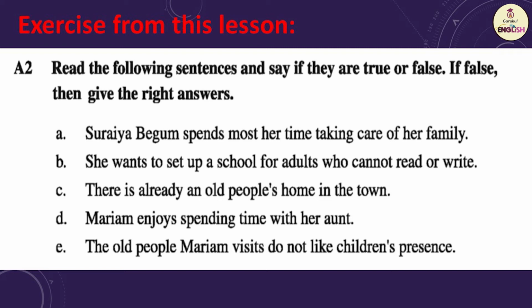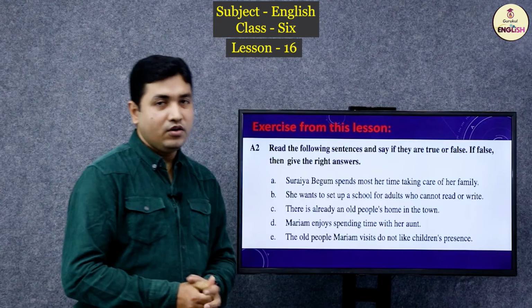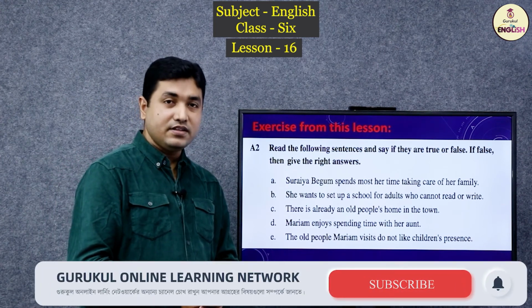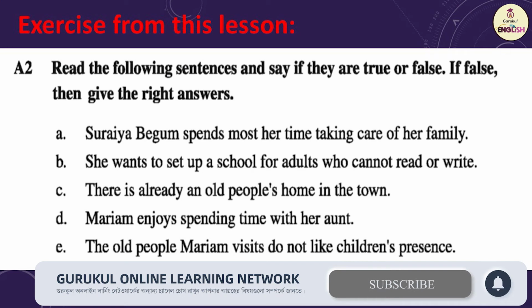Number D, Miriam enjoys spending time with her aunt. Number E, the old people Miriam visits do not like children's presence. Okay, let's find out the answer. Dear learners, can you guess the answers? Okay, let's match with me.